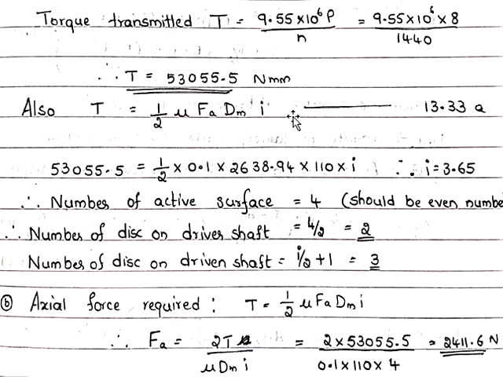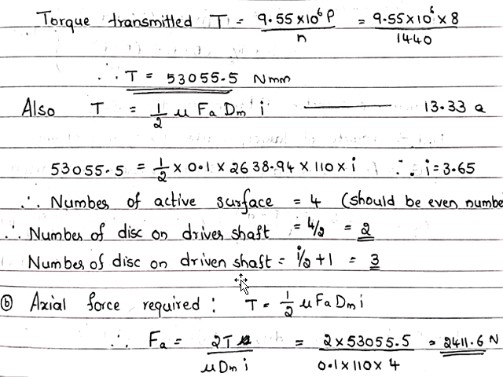This I value has to be an even number, so round it off to 4. Then find out the number of discs on the driver shaft, which will be half of the active surfaces, so 4 by 2, 2. Number of discs on the driven shaft will be 1 greater than number of discs on the driver shaft, so 2 plus 1, the answer is 3.